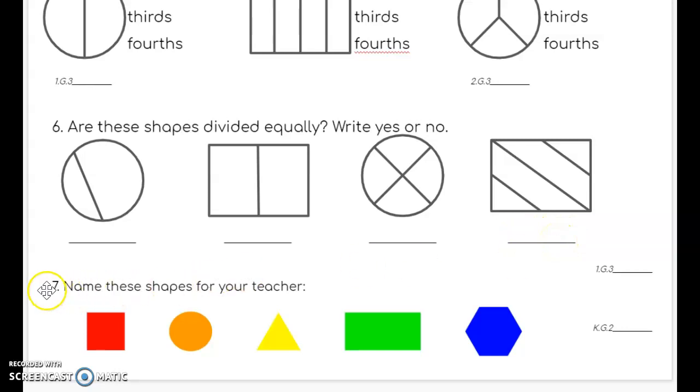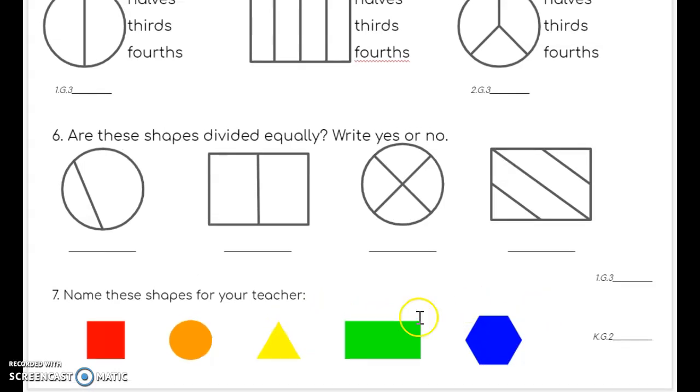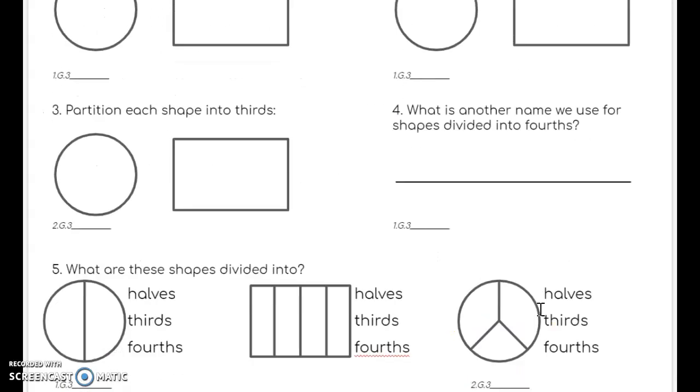Now this last section, number 7, you're going to have to go to your teacher and name these shapes for her. It says name these shapes for your teacher. Your teacher is going to point to each of these shapes and you're going to tell her what the name of that shape is. So make sure you see your teacher before you turn it in. That's it.